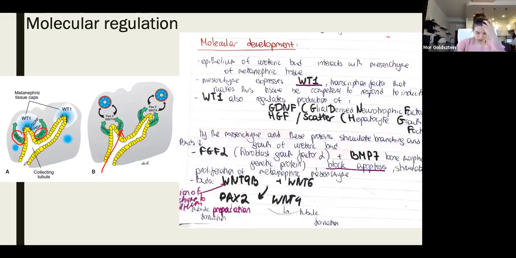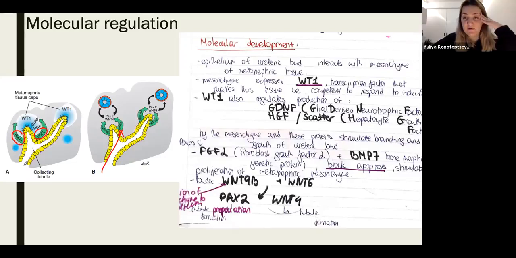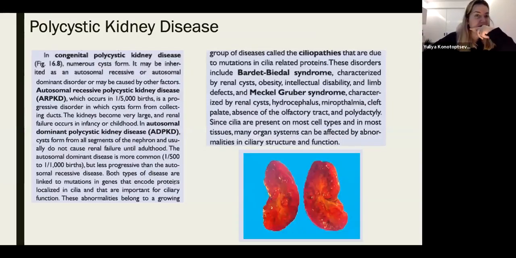Ureteric ducts. So the collecting ducts of the ureteric bud, yes. Okay, so the rest, I don't think it's important for you. Okay, diseases. We have polycystic kidney disease.